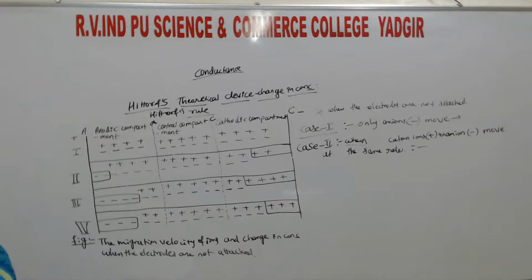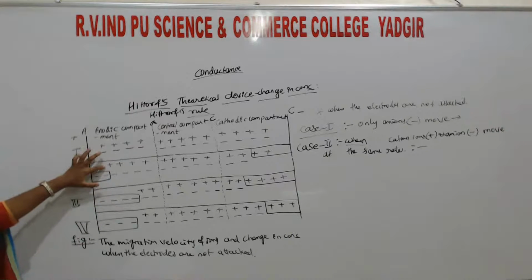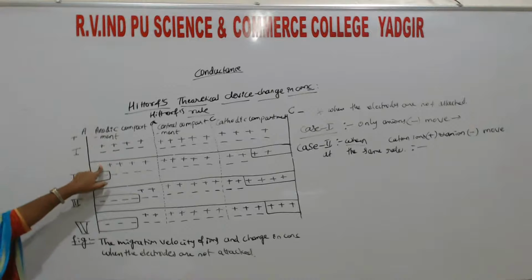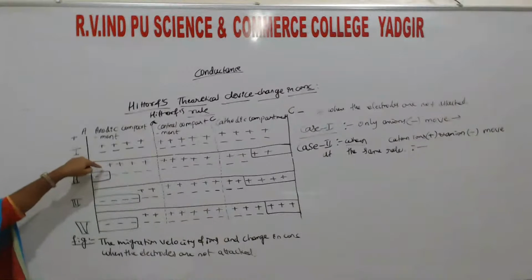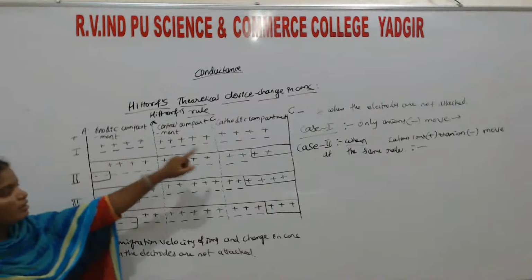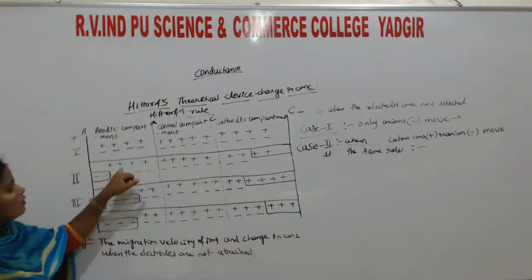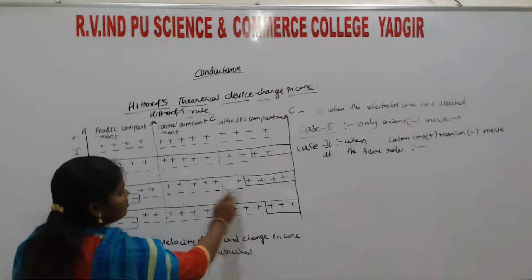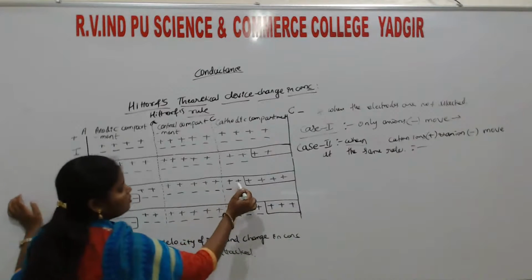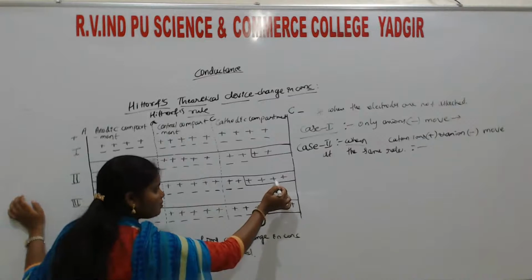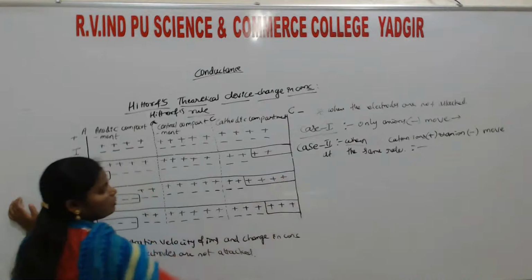In case 2, you assume that in case 1 you completed position 2. In case 2, the 2 cations move from the anodic compartment. See here, these are 2 cations. Here the 2 cations are moved from this anodic compartment to the cathodic compartment. Here 2 anions are present, and 2 cations are present, and extra 2 molecules come.